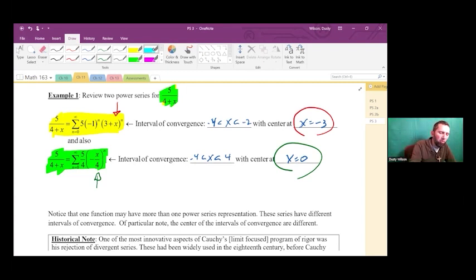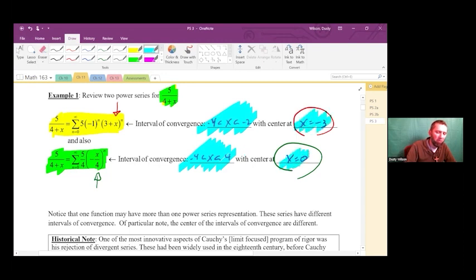Before we move along, notice that this means that there are multiple power series. Each power series comes with its own interval of convergence. Generally speaking, a bigger interval is better. And each interval has its own center. So the power series representation for a function is not necessarily unique. Notice that one function may have more than one power series representation.